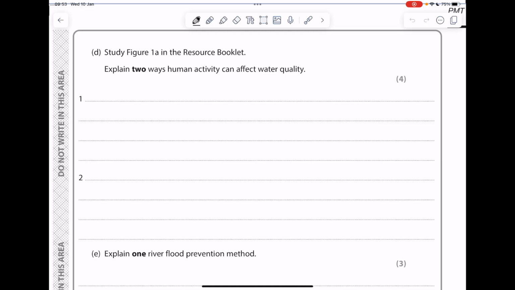Now let's look at some past paper questions. Study figure 1A in the resource booklet. Explain 2 ways human activity can affect water quality.